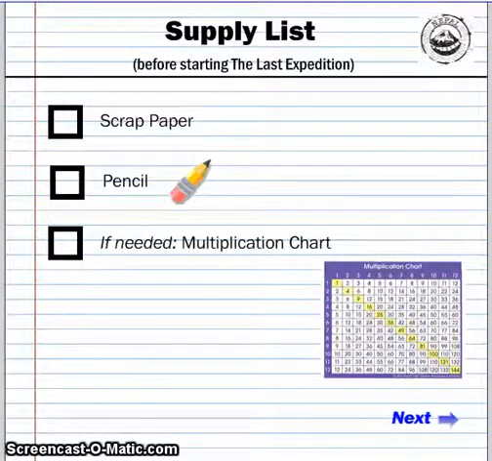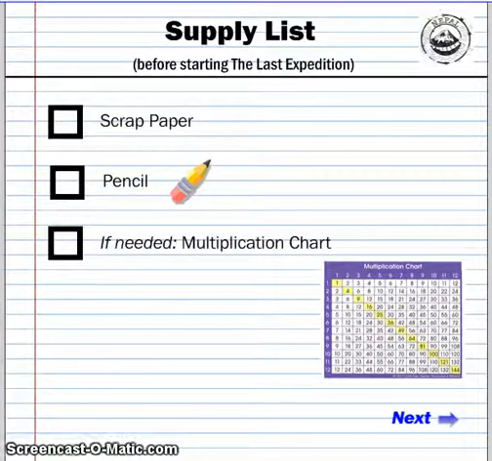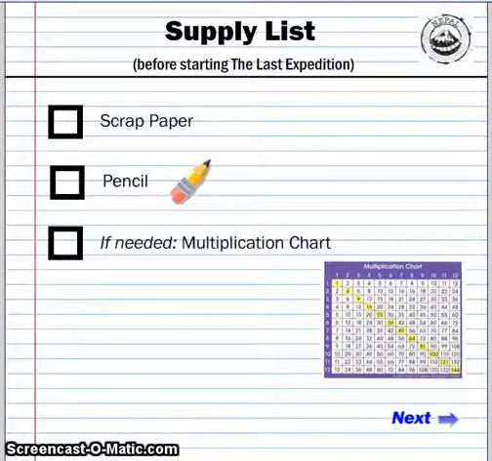This smart notebook game is called The Last Expedition. It is for students in grade 5 that are working on adding and subtracting fractions with unlike denominators.